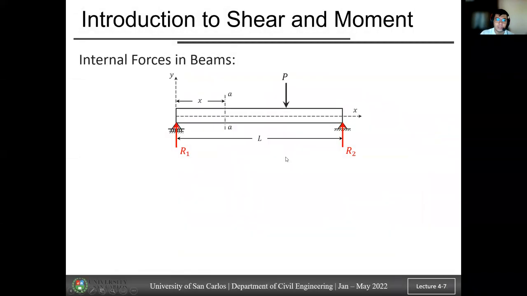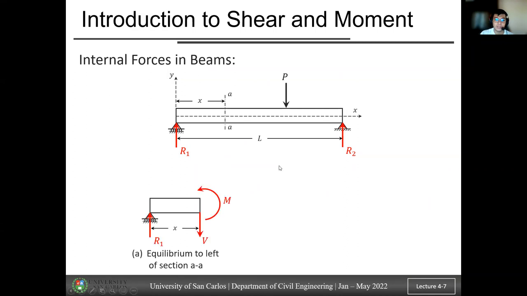Okay, so this one is just a review. Internal forces in a beam: if you're trying to get the shear and moment equations, what you have to do is take a certain distance and cut it, and analyze it using simple algebraic equations. Before we go to the equations, let's cut it first at a certain distance x.